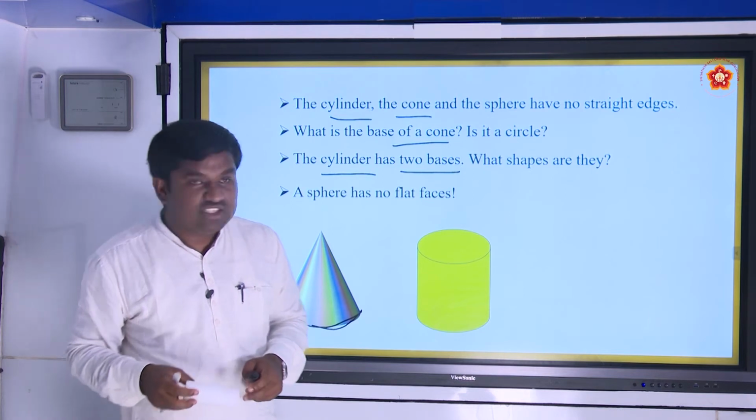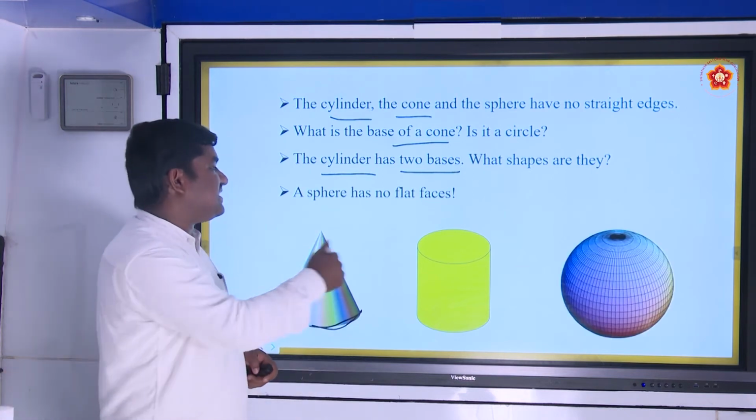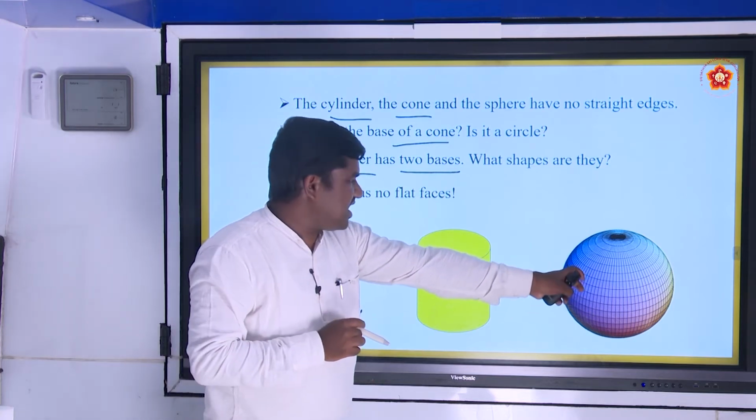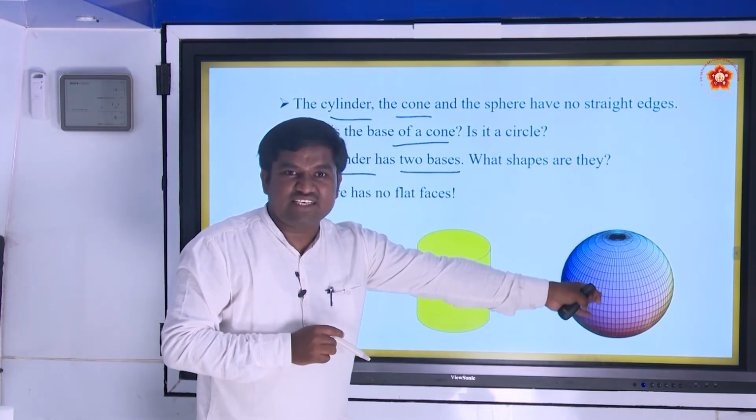Next, a sphere has no flat faces. See, this is a sphere. Does it have a flat shape or a flat edge?